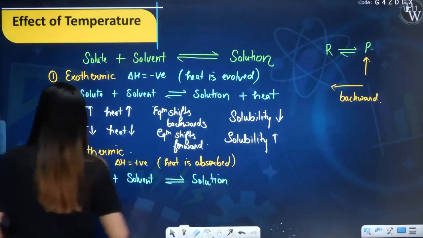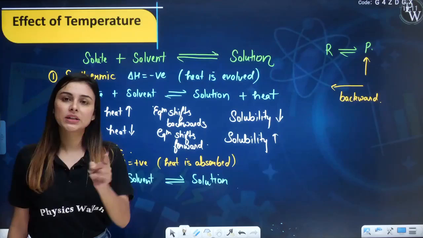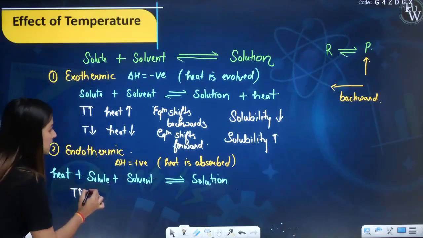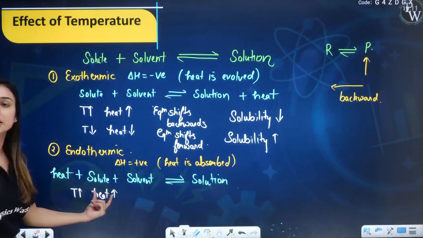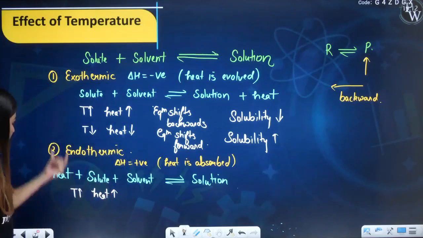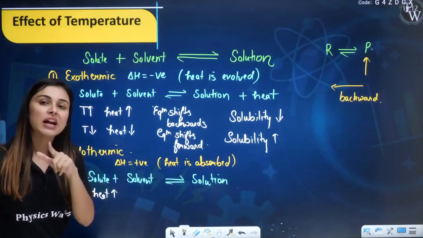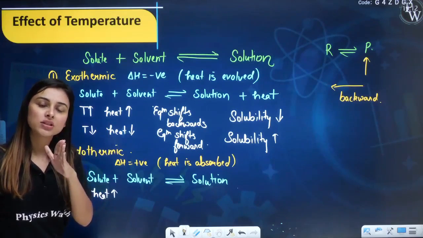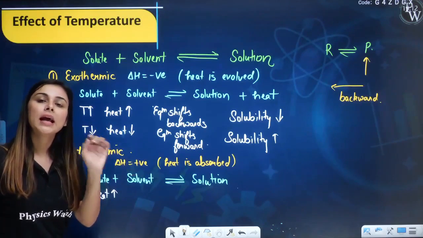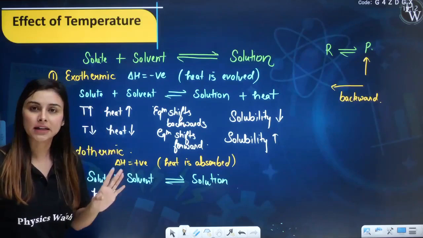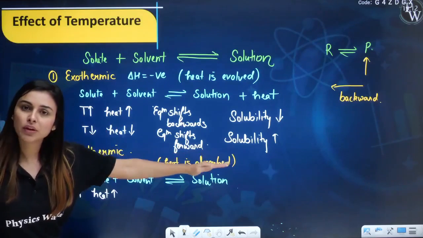Now again, let's start. If you're trying to increase the temperature, you're trying to increase the heat. If you try to increase the heat, what will happen? This side will increase. This means that you're trying to increase the reactant side. Le-Chatelier principle would say, you're trying to disturb the equilibrium by increasing the reactant concentration, so I'll move forward and consume more of the reactants. This means that equilibrium will shift in the forward direction.